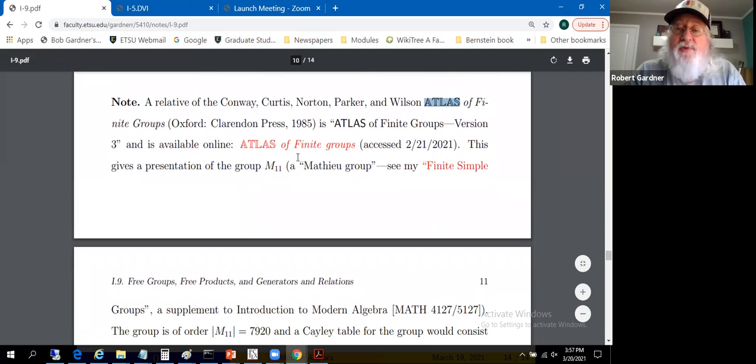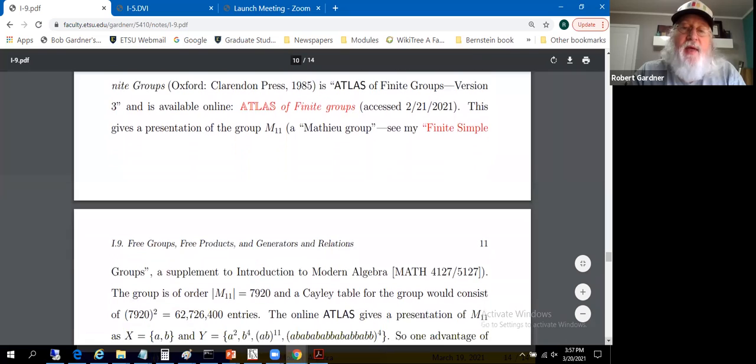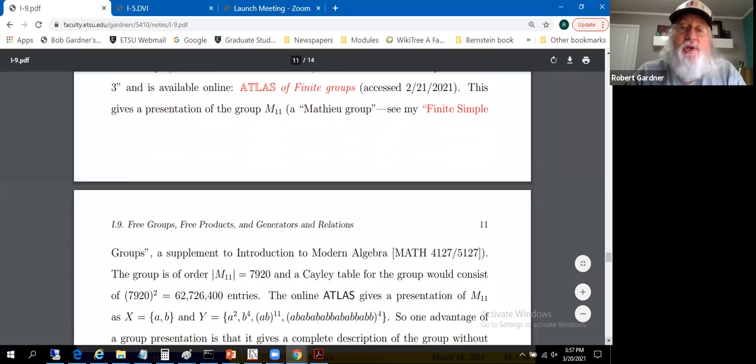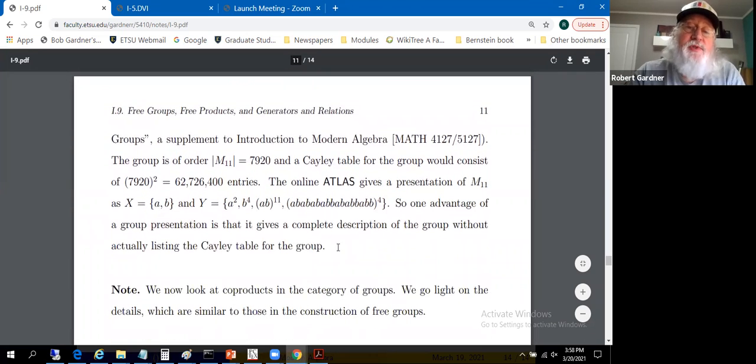But this web page gives a presentation of the group M11, the Mathieu group. I have some notes out there on finite simple groups and how they relate to finite groups in general. We can classify finite simple groups into a bunch of categories, and there's a handful of sporadic groups, they're called, left over. The Mathieu group is one of these. This group M11 is of order 7,920.